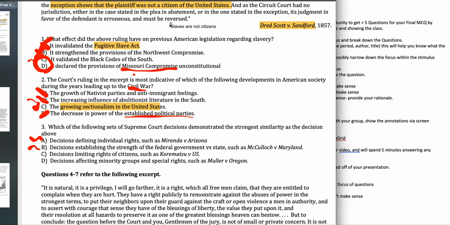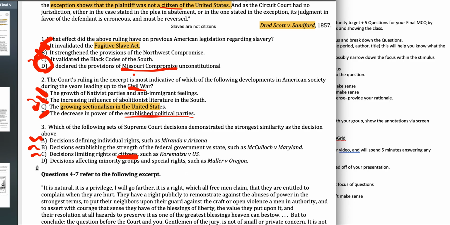Well, here's where you notice a key word, right? This key word right here, citizen, and the key word right here, citizen. I'd say we're getting somewhere, right? I actually like this answer a lot. Decision affecting minority groups and special rights.